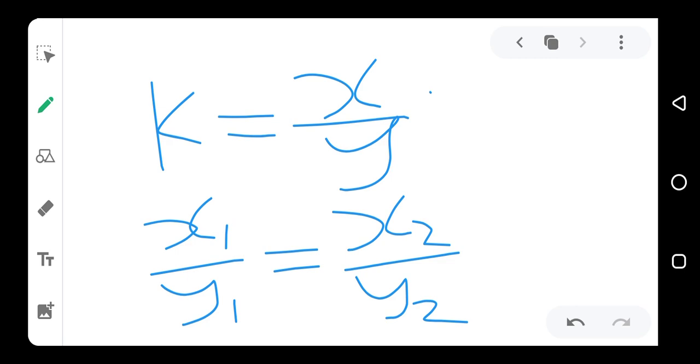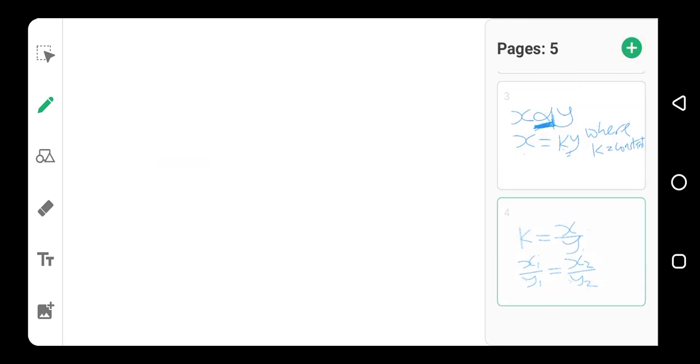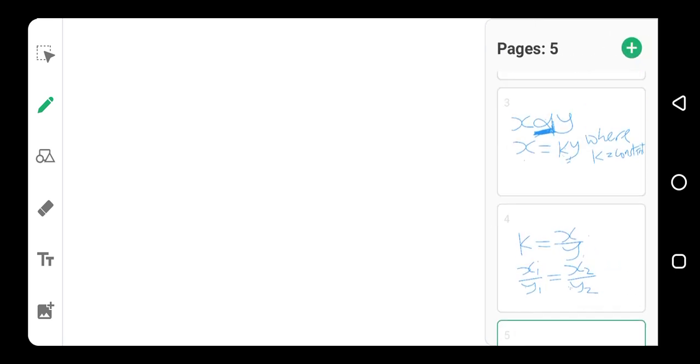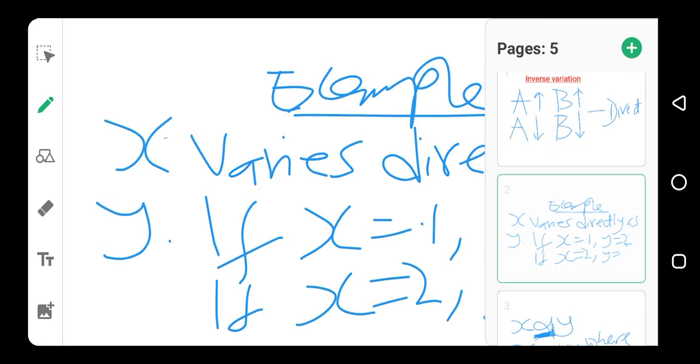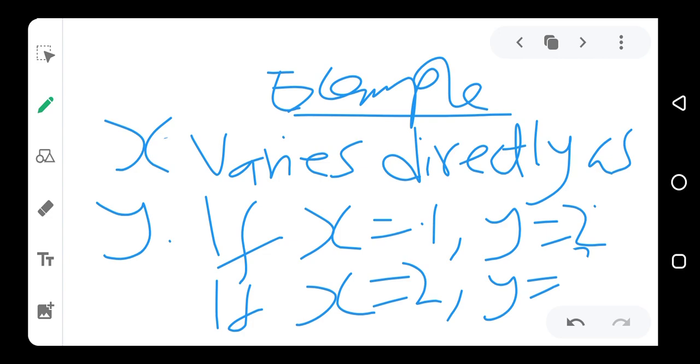The first x given to us, we put it here. The first y given to us, we put it here. Then the second x given to us, we put it here. And then the y we are looking for, that will be this one. Then we solve. Now, in the example, the first x given to us is 1. This is the first x. Then the first y is 2. Then the second x is equal to 2. And y, we don't know it.